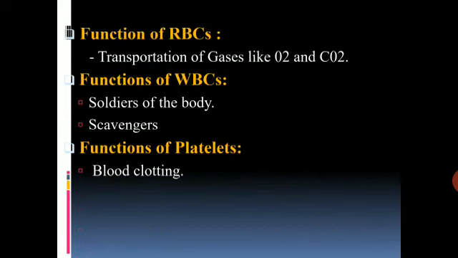And next thing is about RBC. We know that RBC consists of hemoglobin, and hemoglobin binds with gases like oxygen and carbon dioxide for their transportation. So these are important gases which are basically transported by RBC. If we talk about WBCs, they are called soldiers of the cell because they fight against infectious agents, and they are also called scavengers because the dead cells and debris present in the blood are all removed by the WBCs.